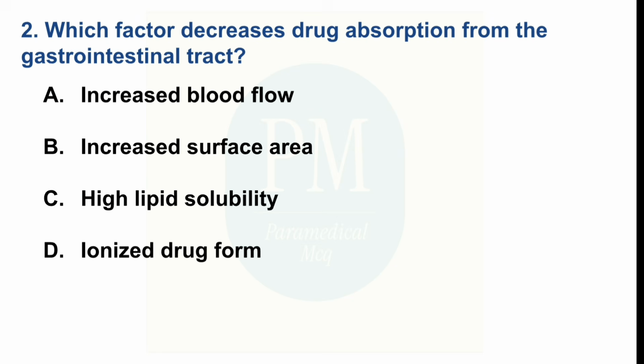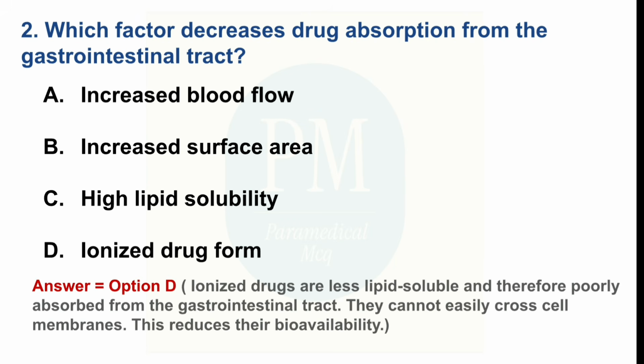Which factor decreases drug absorption from the gastrointestinal tract? Option A, increased blood flow. Option B, increased surface area. Option C, high lipid solubility. Option D, ionized drug form. The correct option is option D, ionized drug form.